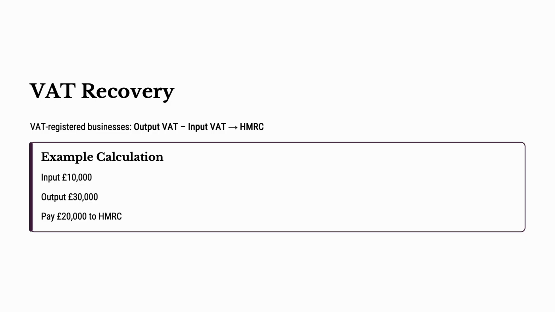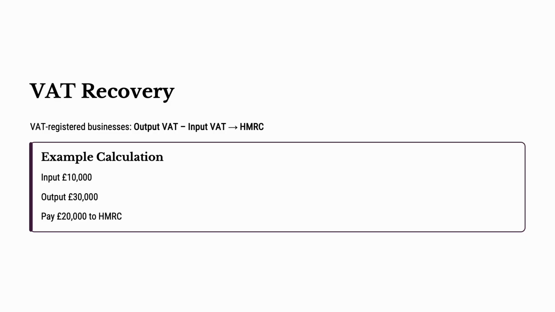They have collected £30,000 in output VAT from their customers. That's VAT charged on their sales. The calculation is simple. Output VAT minus input VAT equals what you owe to HMRC. That is £30,000 minus £10,000 equals £20,000. So they pay £20,000 to HMRC for the quarter. They have effectively recovered that £10,000 input VAT by offsetting it against the output VAT they collected.